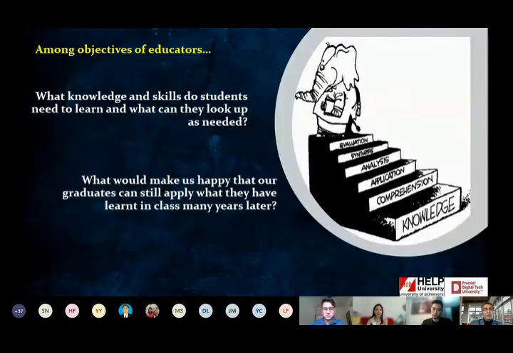All right. So what are our objectives? Now, we as educationists have always been playing an impactful role in shaping the future of our graduates. We are highly concerned about what knowledge and skills our students need and that they can look up as needed. Furthermore, in embracing IR 4.0, we will be very happy to know that our graduates can continue to apply what they have learned in class many years later.